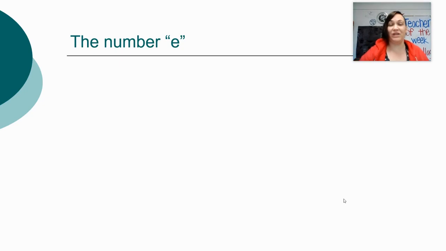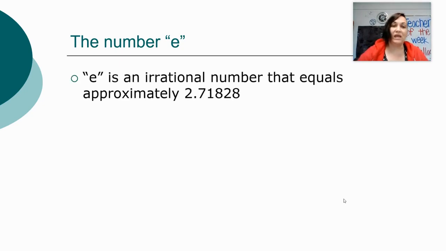We'll start with the number e. So e is an irrational number. An irrational number is a number that cannot be written as a fraction. It's a never-ending, never-repeating decimal. e equals approximately 2.71828. And earlier this week, I showed you that there is a button on your calculator for the letter e, or the number e, since it's a constant. And it's the button right above the ln right here.